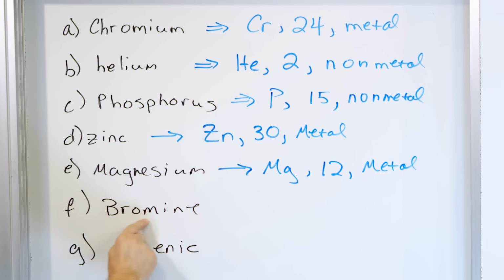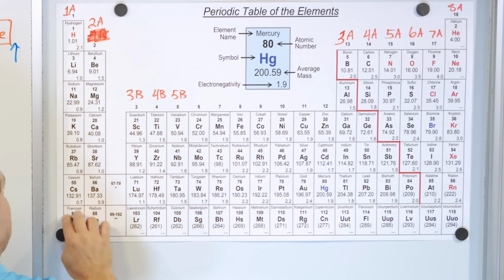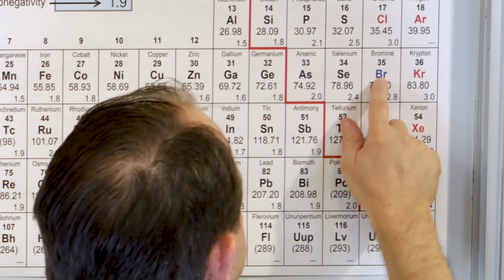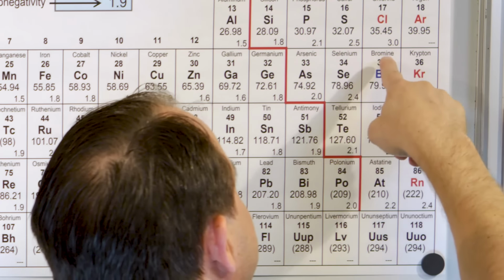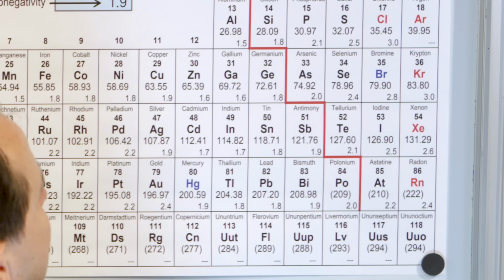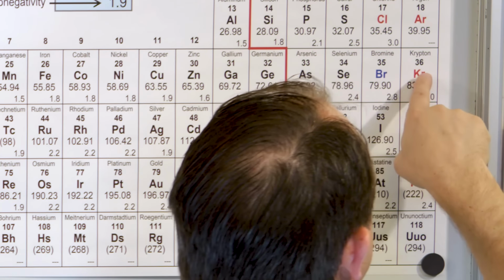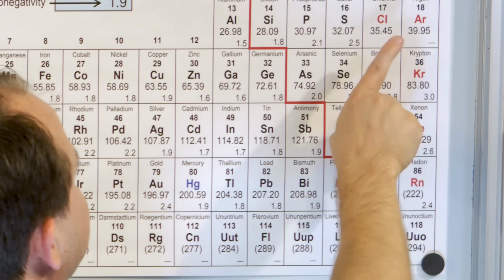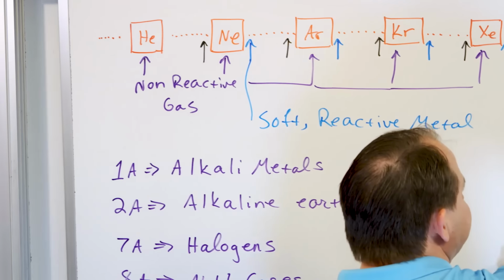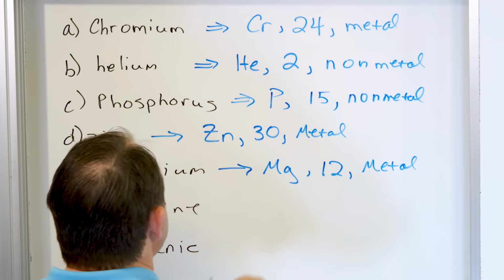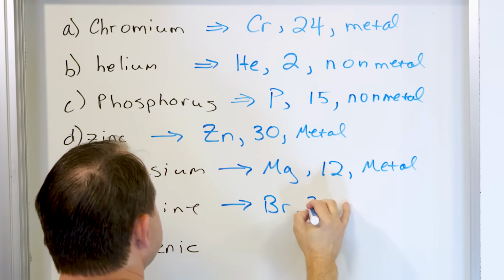What about the element bromine? So bromine is right here, and its symbol is Br. Its atomic number is 35, so 35 protons, 35 electrons, and it would like to gain 1 electron to be as close as it can be to the electron configuration of krypton, which is right next door. So it likes to gain an electron there. So Br is the symbol, and 35 is the atomic number.